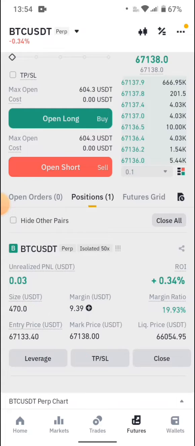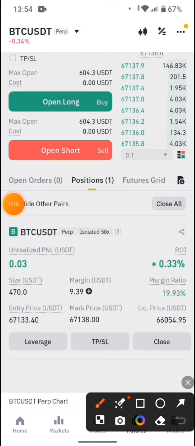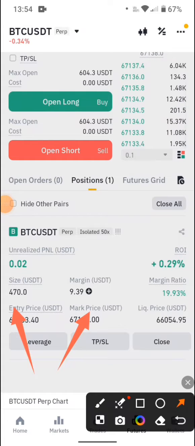You are seeing 9.39 because out of your 10 USDT, Binance is going to deduct the trading fee. The current market price is this one. So you entered at this price, and your current market price is this one. That's why you are in profit.